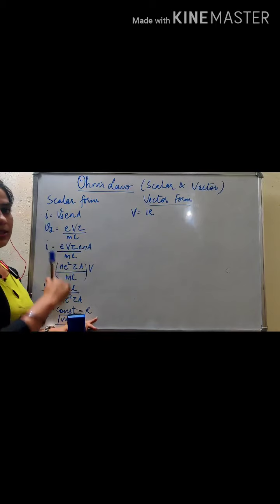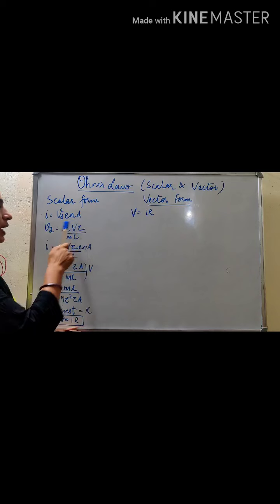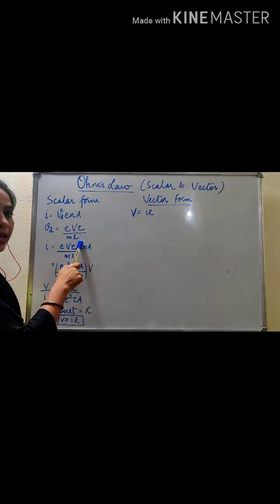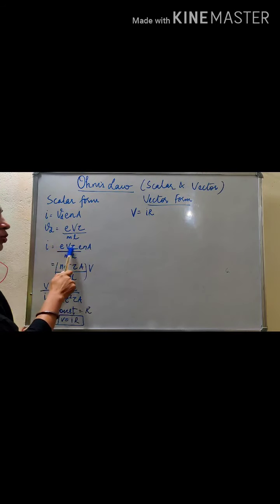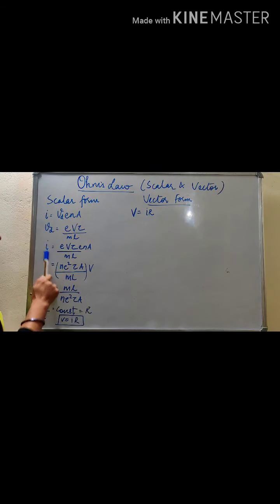So let's quickly revise the scalar form of Ohm's law, which we already know. We know I is equal to n e A Vd, where Vd is the drift velocity, which is given by eV tau by ml. So we can write I is equal to n e squared tau A by ml into V. So I is directly proportional to V, or we can write V by I, taking this whole thing over there, V by I is equal to ml upon n e squared tau A.